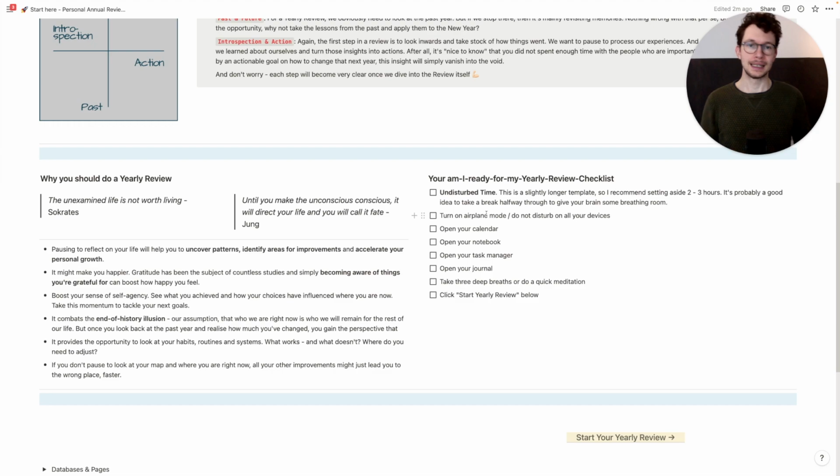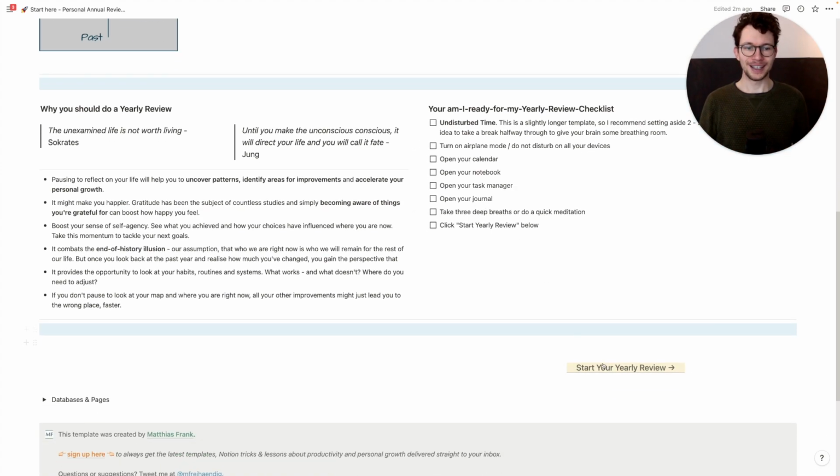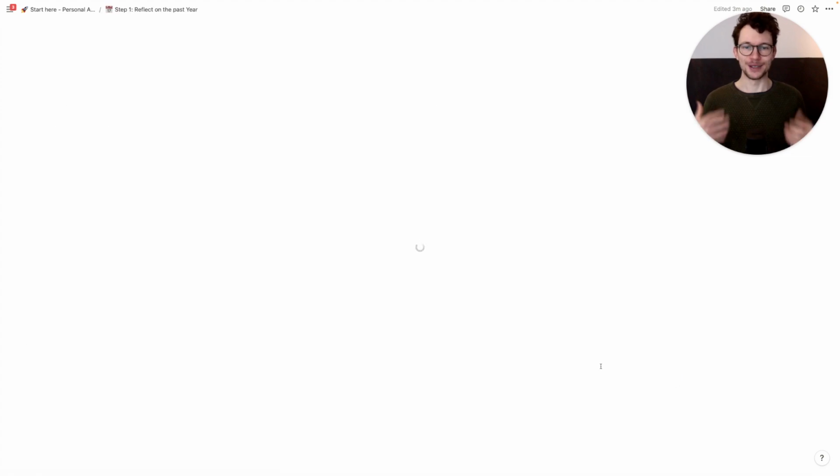You can, of course, take a few sessions and do it in two or three goes, but try to keep them to a lower number. Ideally, do it in one session, just to make sure that everything is fresh and you can really draw from the previous steps when you continue. And then when you're ready, you can click on this button that will bring you into the first page.